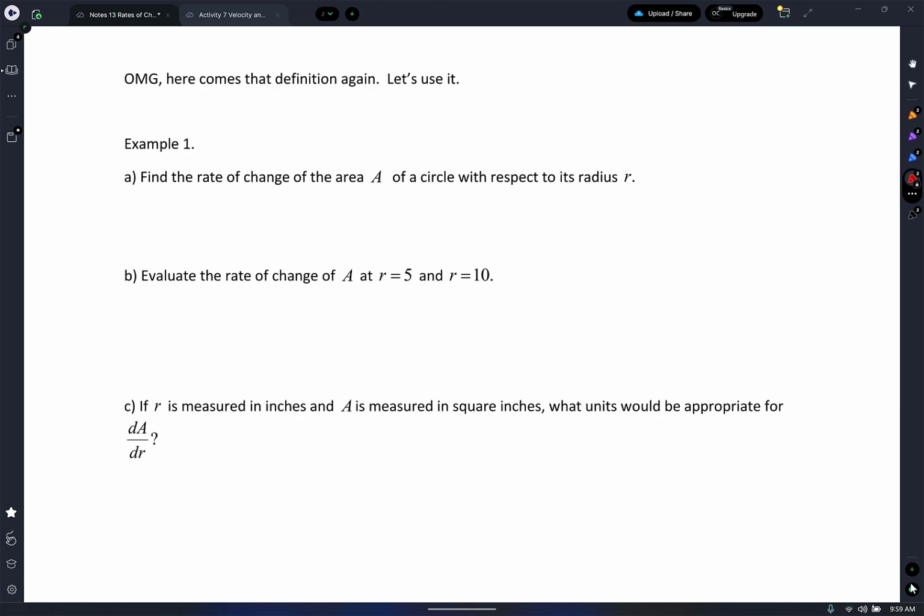All right, so first and foremost, do we know the equation of the area of a circle? Yeah, so area of a circle is pi r squared. And sometimes if you were in algebra, they would write it like this, A of r, because it's dependent on r, is pi r squared. But you don't have to, you can just write it as A equals pi r squared.